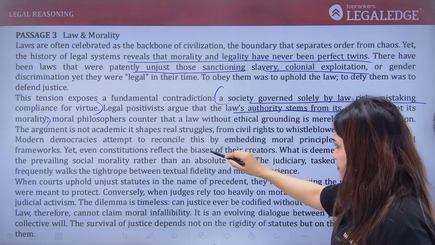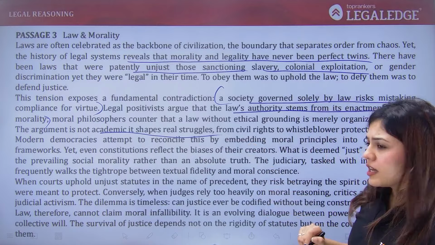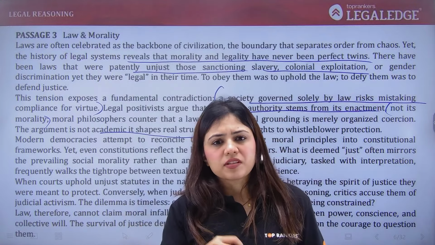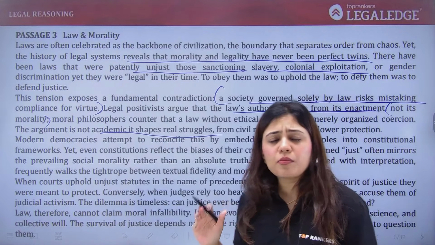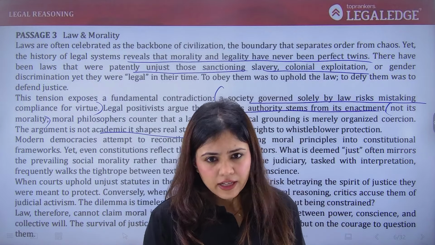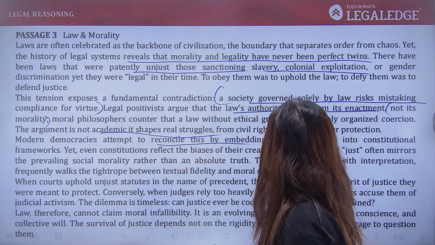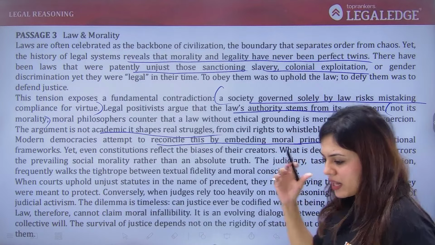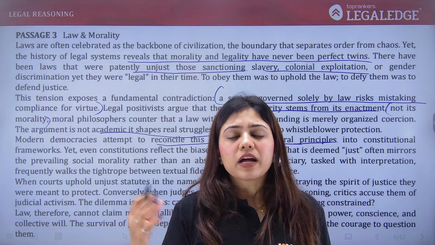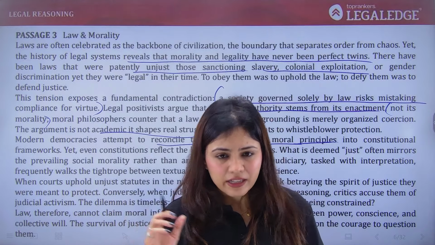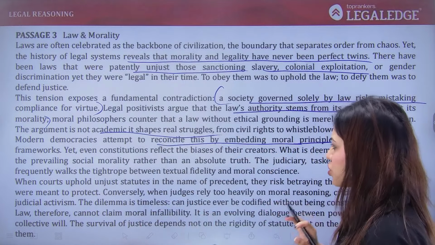So coming back to, as you can see, the argument is not academic, it shapes real struggles. हम बहुत सारे struggles, for example, from civil rights to whistleblower protection के बारे में बात की गई है. And even the modern democracies are trying to reconcile. Reconcile का मतलब होता है they are trying to restore balance. Okay, by embedding moral principles. So nowadays, whenever we are making or implementing new laws, we are trying to keep that in mind to have its morality intact. हम ऐसे ही कुछ blindly laws नहीं बना रहे हैं. At least हम कोशिश तो यही कर रहे हैं.